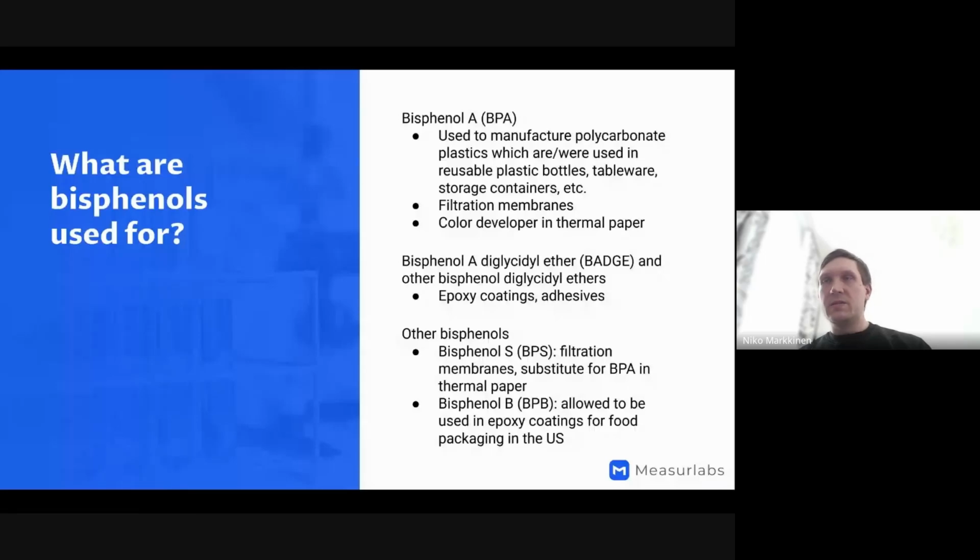I cannot remember the exact year, but for some time now, BPS has been used to substitute BPA in thermal paper and receipt paper. Something like bisphenol B has not been authorized in the EU, but in the US, for example, the FDA has authorized it to be used as a monomer in epoxy coatings.